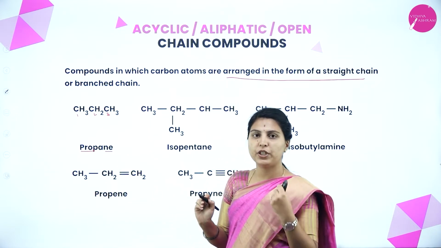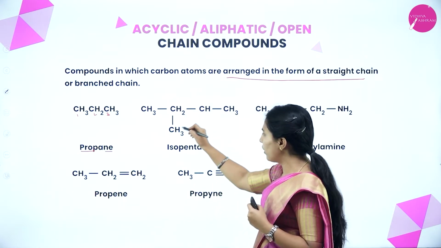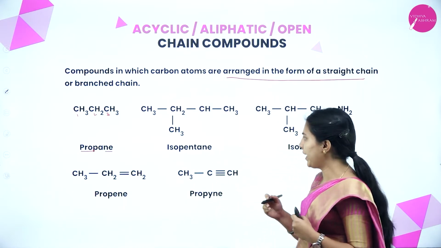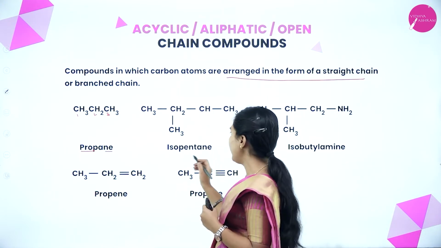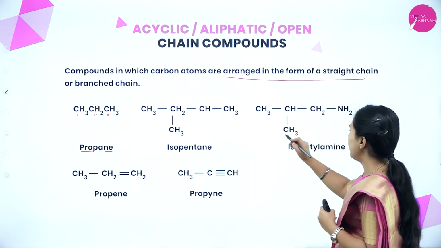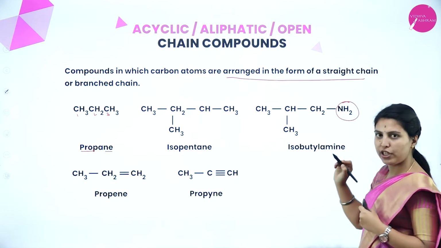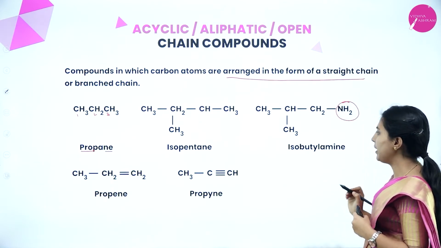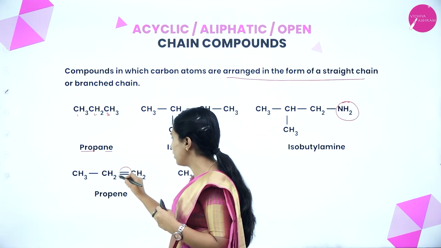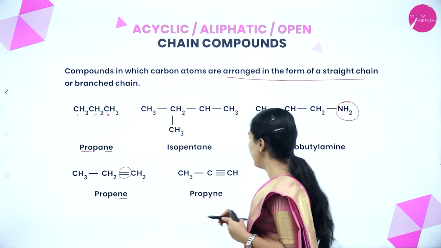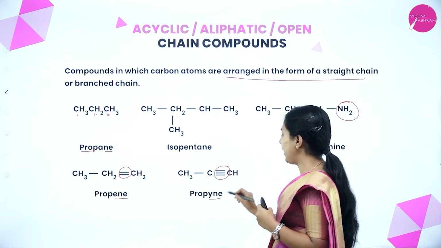This is ane, because it has only single bonds. This has only one branch, and if you add it here also, it will be the same. That's why isopentane. See here, isobutylamine, because NH2 is the amine functional group. That's why isobutylamine. And here, propene, because a double bond is there. That's why ene. Here, propyne, because a triple bond is there.